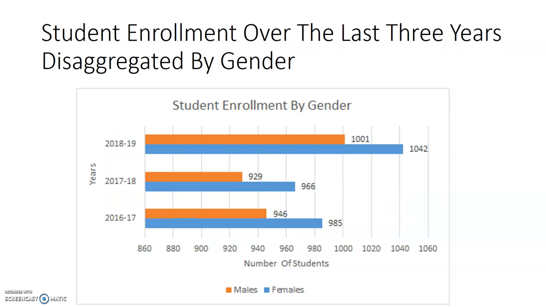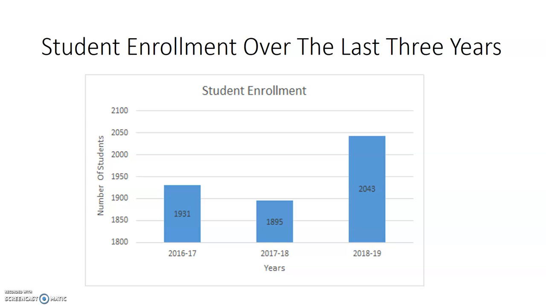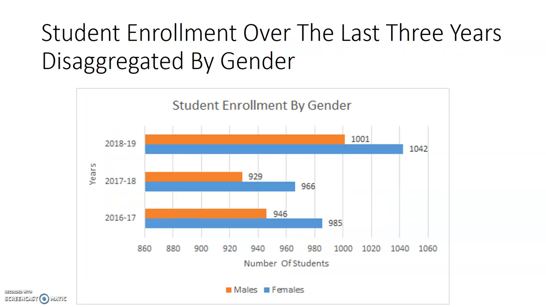So looking at student enrollment over the last 3 years by gender, you can see that in every year we had more females, but in 2018-2019 we had that larger number because, going back to the data, we had the largest number of student enrollment. So all across the 3 years, we do have more females than males.